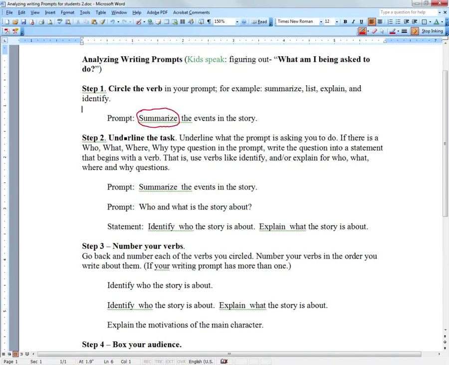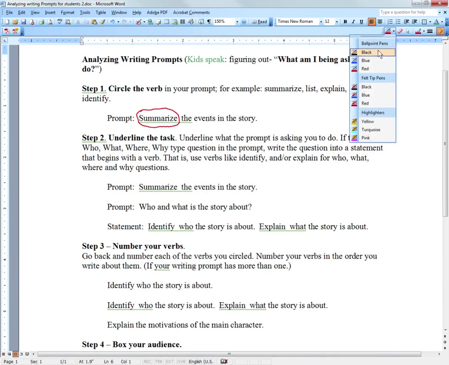Step 2, underline the task. Underline what the prompt is asking you to do. If there is a who, what, where, why type question in the prompt, write the question into a statement that begins with a verb. That is, use verbs like identify and or explain for who, what, where, and why questions. So I'm going to have 2 examples down here. So one is from the first one we did.